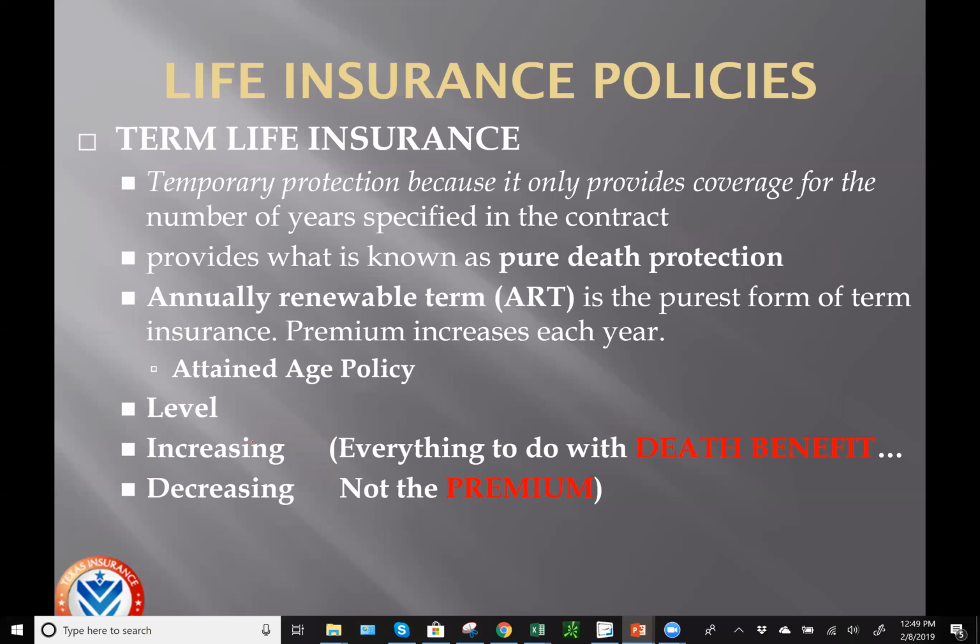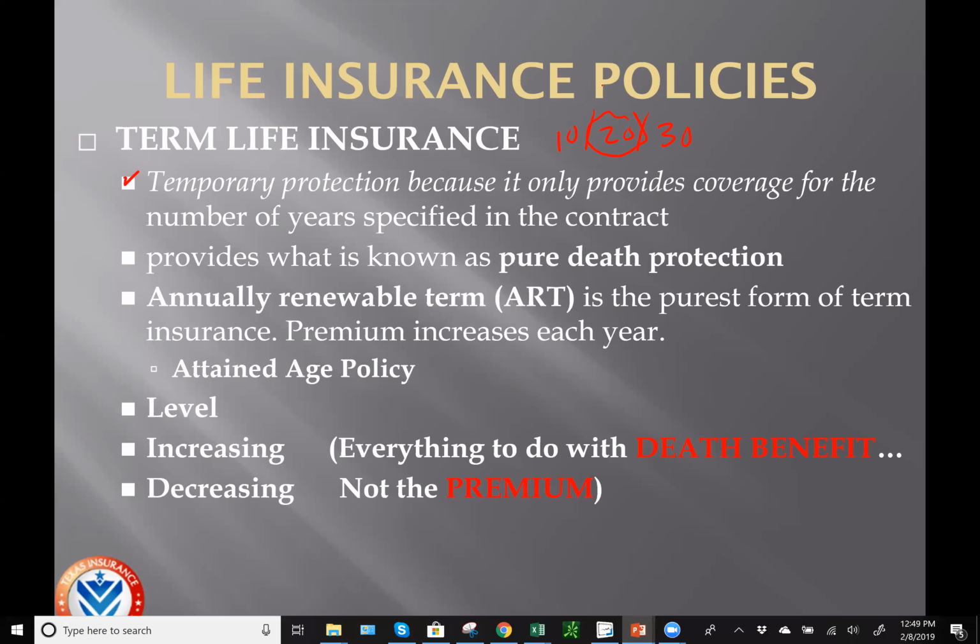Now let's switch over to term. So term is different than permanent. Term is temporary protection. It only provides coverage for a number of years specified in the contract. That could be like a 10, 20, 30-year term or anywhere in between. I'll use 20 years for some examples that I'm going to give you along the way. So it is temporary protection.